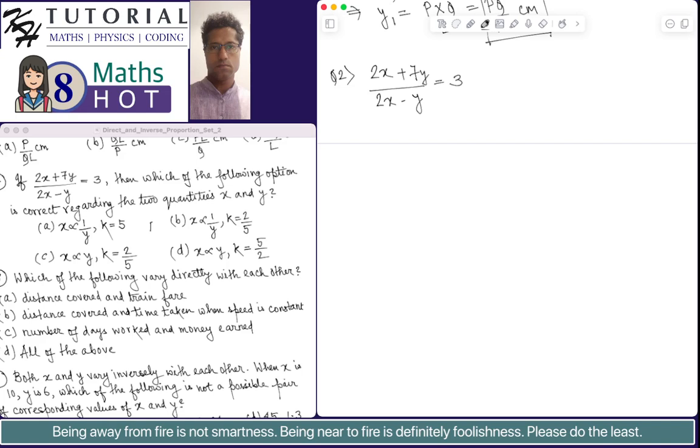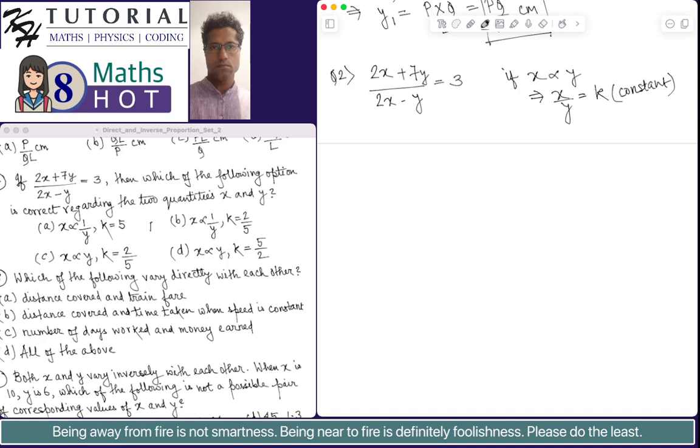Okay. Now, if indeed quantities x and y vary directly with each other, we know that x by y will be a constant. x by y will be a constant. So if indeed x and y vary directly, from the given equation we must find the value of x by y as a constant. If we can, then we can clearly say that x varies directly with y, and the value of x by y will be the constant of proportion.